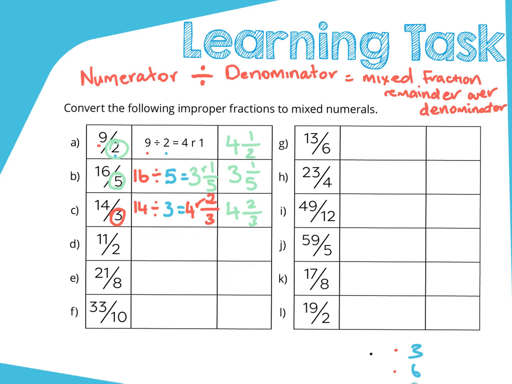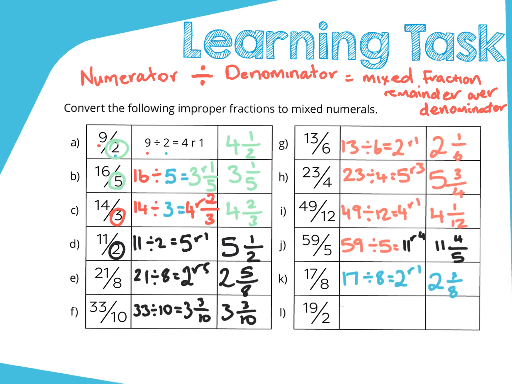So let's have a look at the next one together. So you've got 11 divided by 2 equals, so 11 divided by 2 is 5, and then it's remainder 1, and then you have 5, 1, and then use the denominator again, which is a 2. All right. What I might get you guys to do, pause the video here, and then I'll fill them out, and then I will do the last one together.